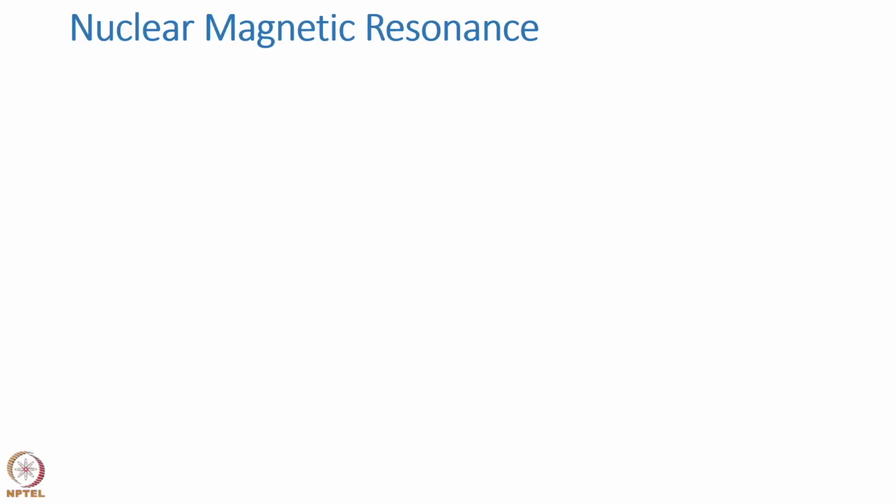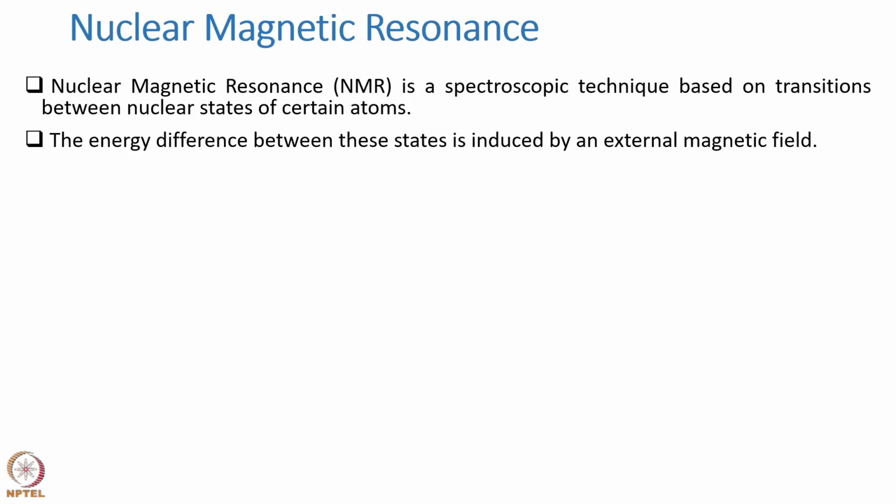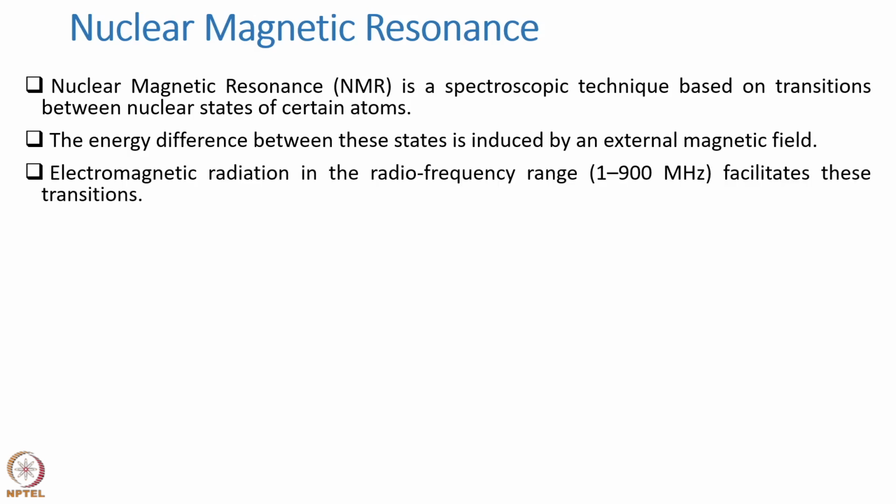Now, we will start with nuclear magnetic resonance. This is one of the commonly used spectroscopic tools by chemists. Nuclear magnetic resonance is a spectroscopic technique based on the transition between nuclear states of certain atoms, and the energy difference between the states is induced by an external magnetic field. So, you need heavy magnets to do this kind of spectroscopy.